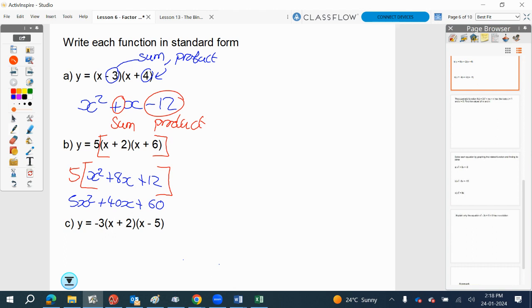Let's try this last one. We put a little square bracket here. We ignore this minus 3 for now. And we do the bit inside. What are we going to get inside? X squared. What's the sum? Minus 3x. And the product? Minus 10. Then we need to expand the bracket. We'll get minus 3x squared plus 9x plus 30.